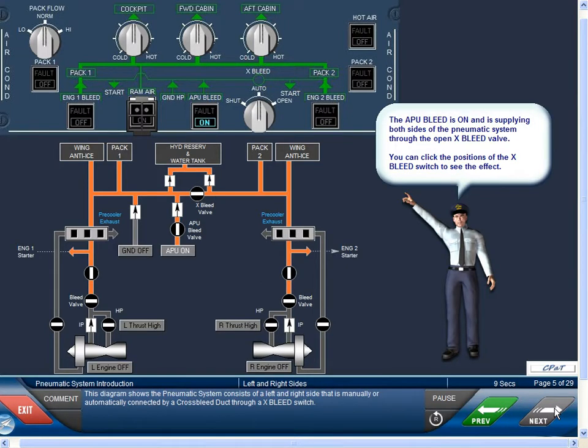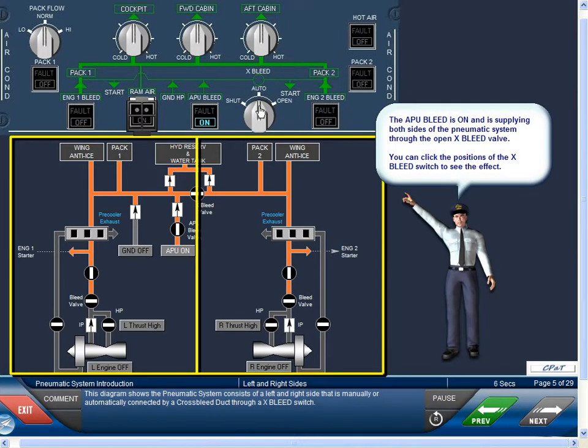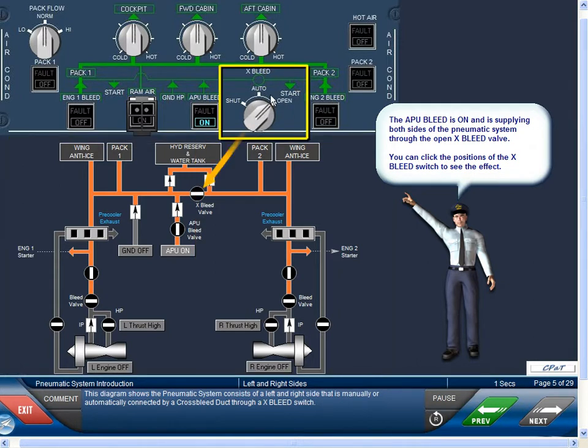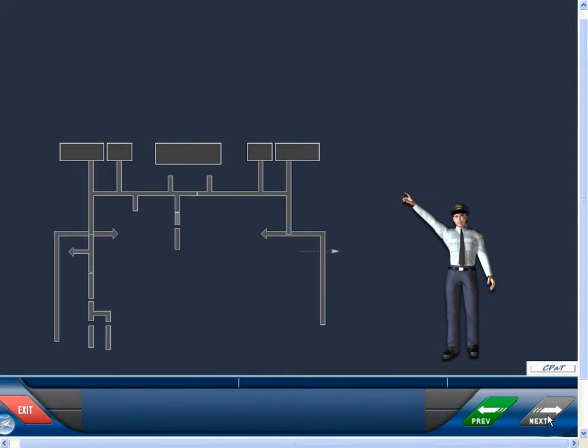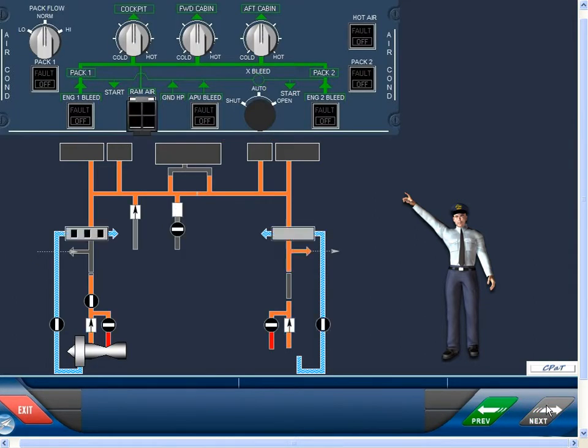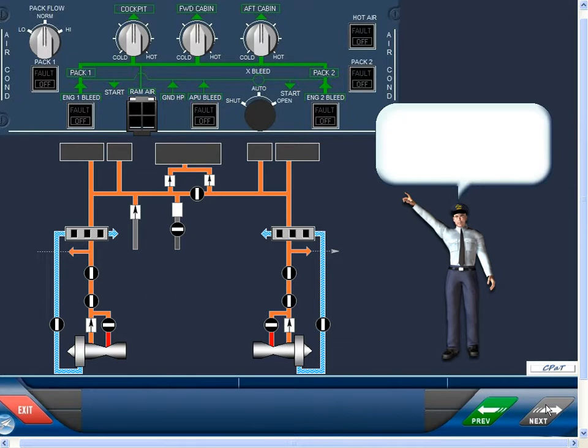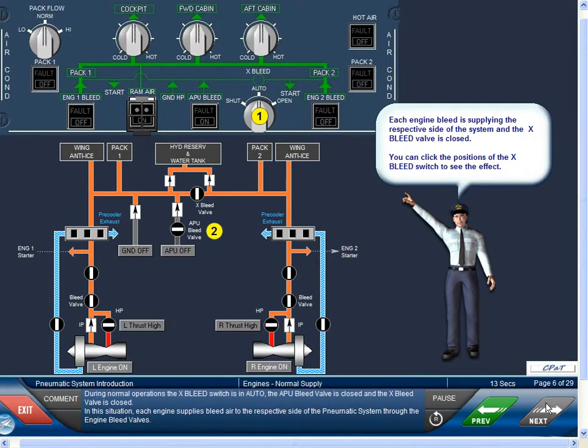This diagram shows the pneumatic system consists of a left and right side that is manually or automatically connected by a cross-bleed duct through a cross-bleed switch. During normal operations, the cross-bleed switch is in auto, the APU bleed valve is closed, and the cross-bleed valve is closed. In this situation, each engine supplies bleed air to the respective side of the pneumatic system through the engine bleed valves.